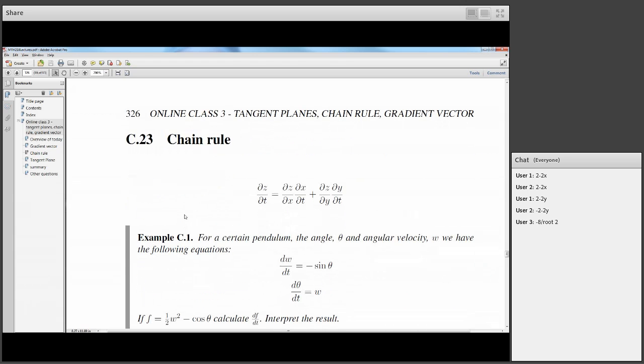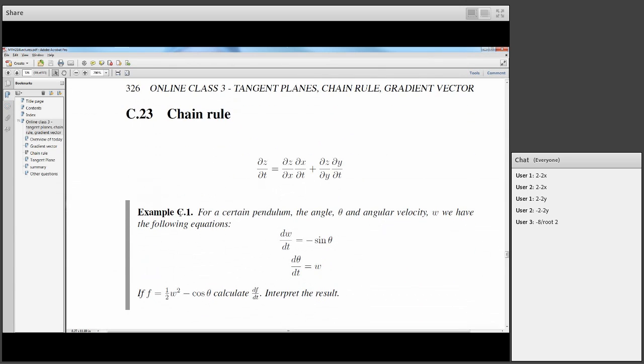Next thing I want to mention is the idea of the chain rule. So you know the chain rule for one variable. Basically it allows you to take the derivative of a function. And it's the same thing here. We want to take the derivative of a function, or more generally, a partial derivative of a function. But in this case, how do you work it out when functions have more than one variable?